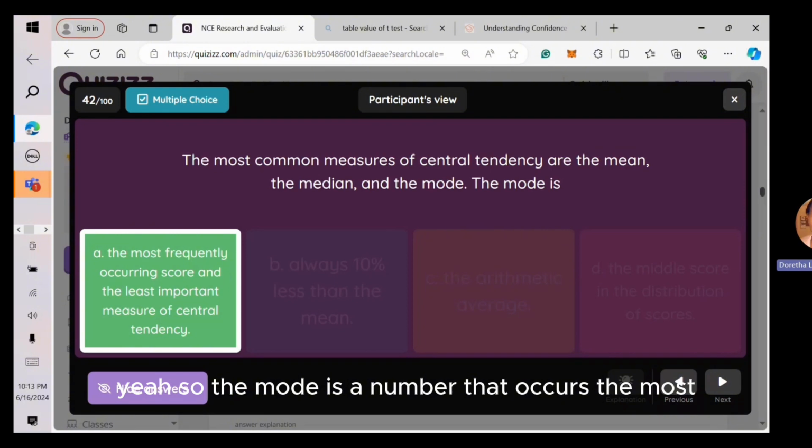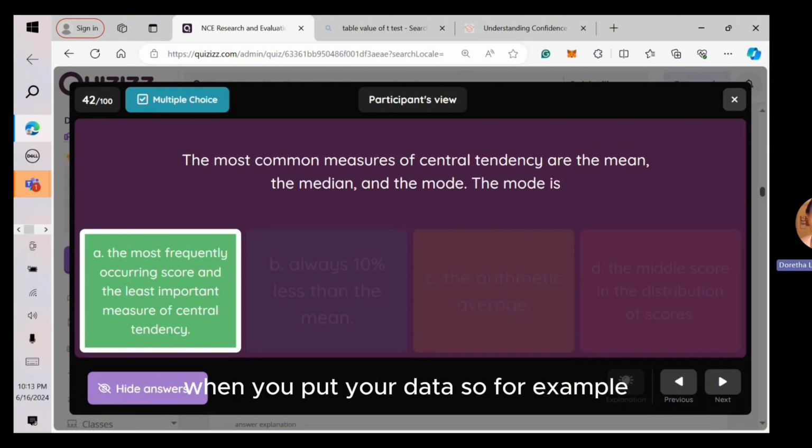Yeah, so the mode is the number that occurs the most in your data. So, for example, if I got the scores from my class and I line up all the scores in order, and if I see more than one of the same score, that will be my mode, right? The scores that show up the most.